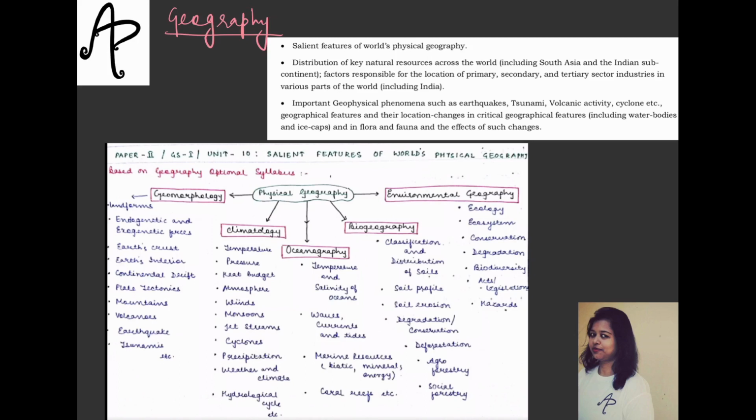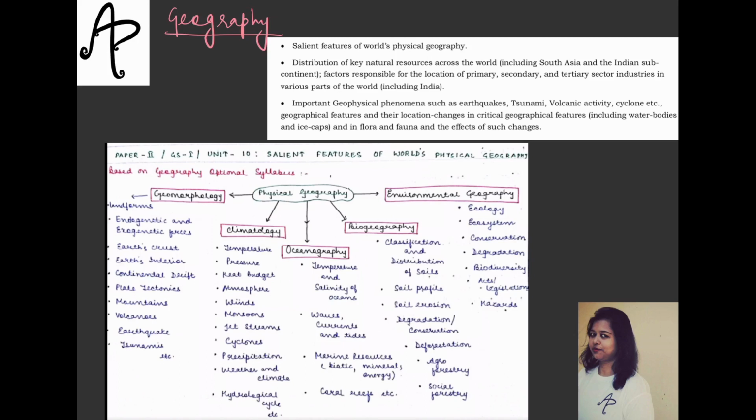So you have world's physical geography, you have natural resources, you have industries, and then you have important geophysical phenomena like earthquake, tsunami, volcanic activity, cyclone, etc. Geographical features and their location, changes in the critical geographical features. Now those changes might include water bodies and ice caps also, and also flora and fauna and the effects of such changes. So although it looks very small, it is very huge.